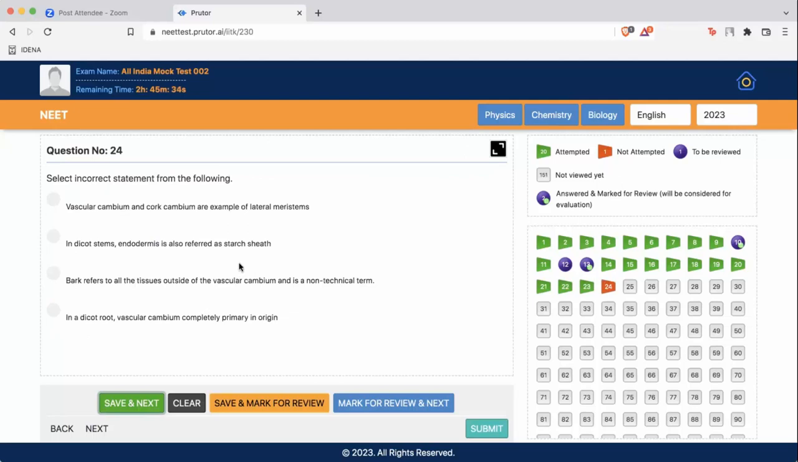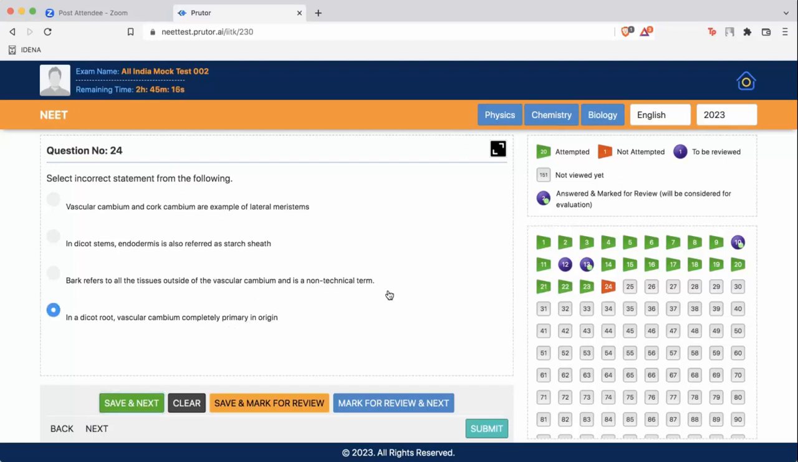Select the incorrect statement. Vascular cambium and cork cambium are examples of lateral meristems. This is correct. In dicot stems, endodermis is referred to as starch sheath. This is also correct. Dicot root vascular cambium is completely primary in origin. I don't know about that. Bark refers to all tissues outside of the vascular cambium. It's not technical, but this is correct.